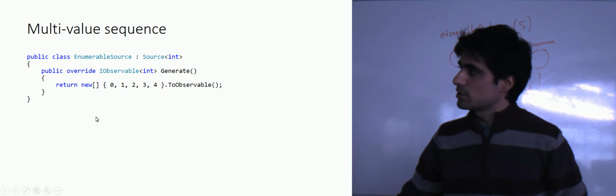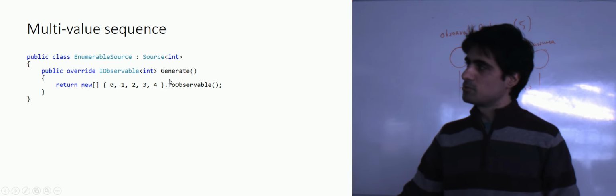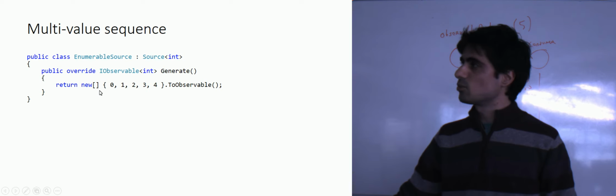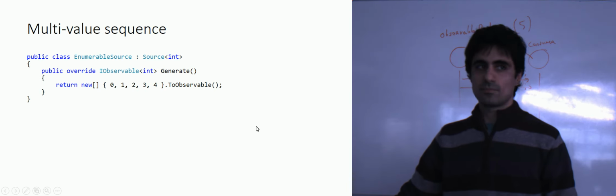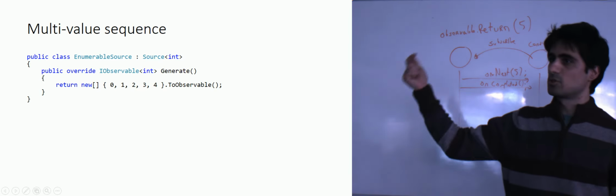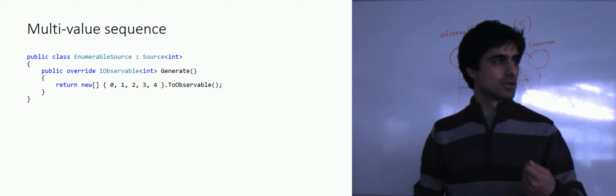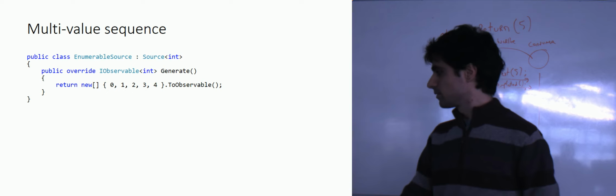So if you have an enumerable sequence, you can convert it to an observable sequence by just calling this method, toObservable. In this case, the only thing I did here was create an array. This is just shorthand syntax in C# to create an array with these elements, and then I call toObservable. Whenever an observer subscribes, it will pump all these values immediately on next, and then in the end call onComplete.